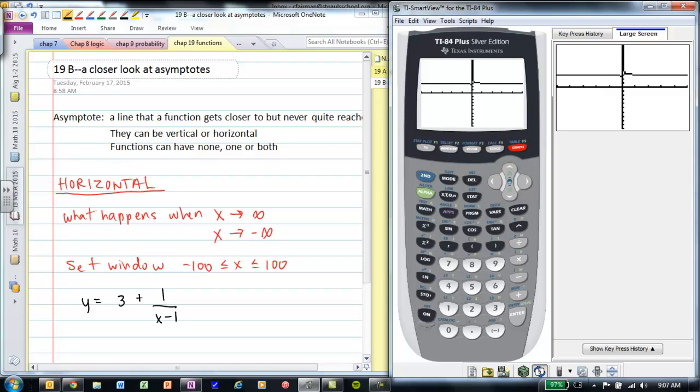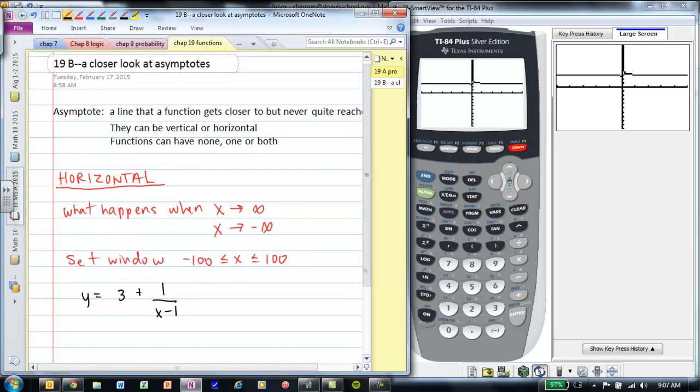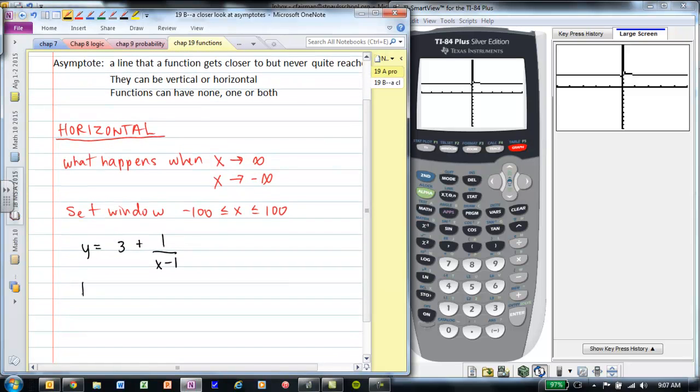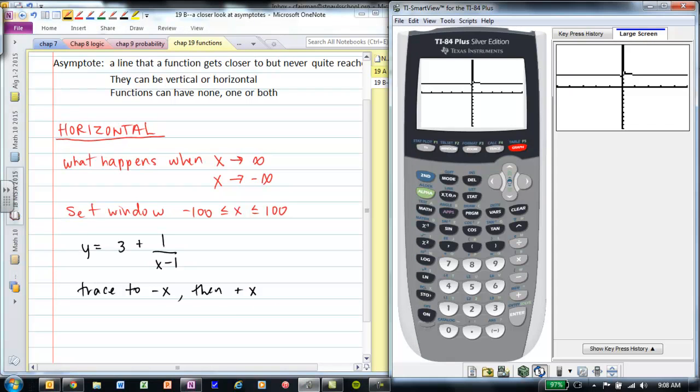Okay, so if we look at our graph, at the end over here it looks like it's pretty close to a value, and at the end over here it looks like it's pretty close to a value. So what we're actually going to do is trace. This is the one time when tracing is fine, and we are going to trace to negative x values and then positive x values, and watch what y does at that time. Alright, so we hit trace. There is our cursor. So let's go to the left first.